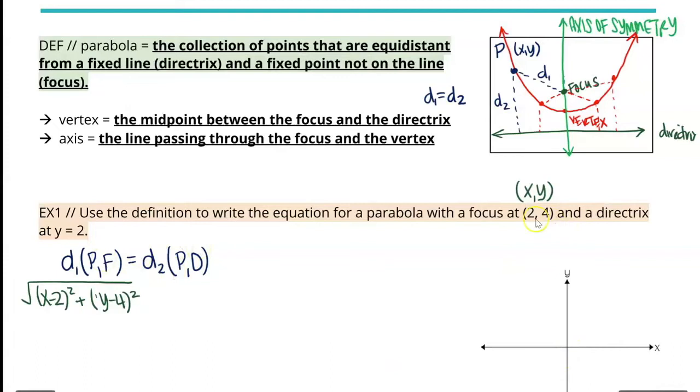A quick sketch of this. My focus is at 2, 4. Let's say that's right here. And my directrix is a horizontal line at y equals 2. So it's right here.